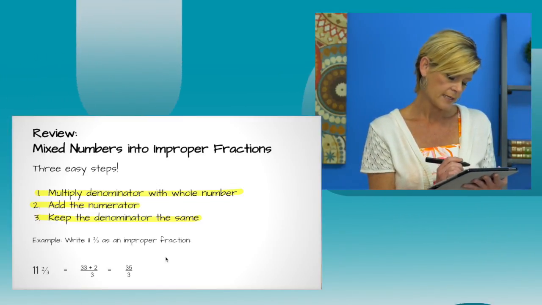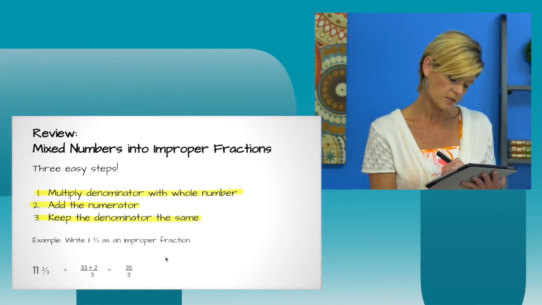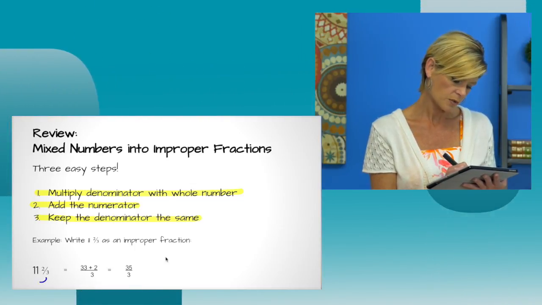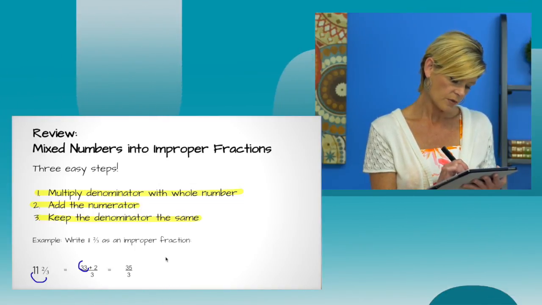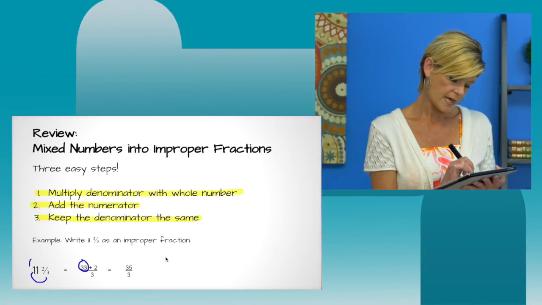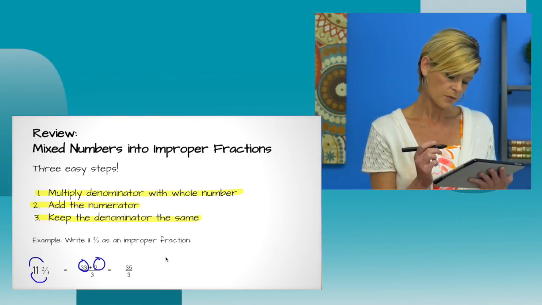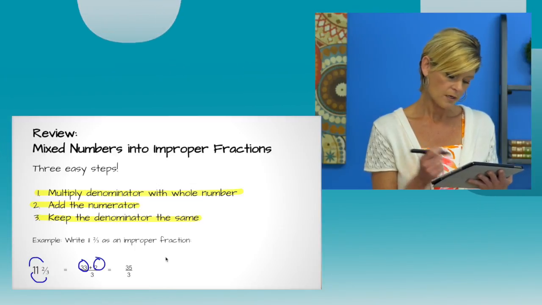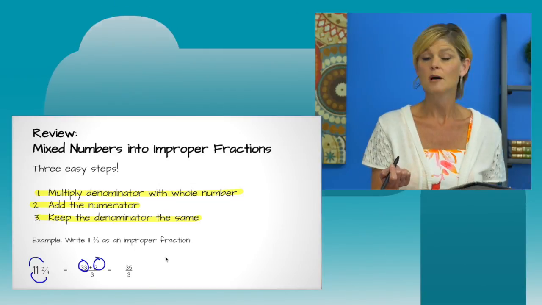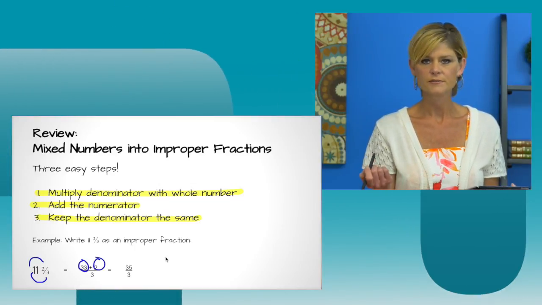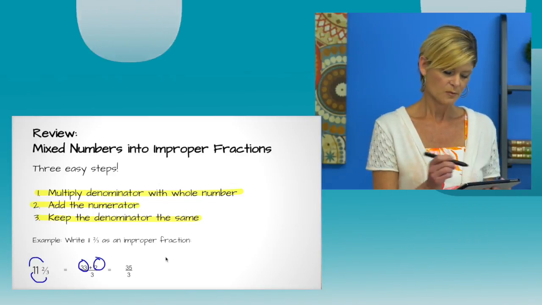So if I'm looking at 11 and 2/3, my first step is to multiply the denominator with the whole number. 3 times 11, and I get 33. Then I add the numerator, 2. So now I have 33 plus 2 over 3, which gives me 35 over 3. Leave the denominator the same, and you're good to go. You have now turned a mixed number into an improper fraction. Pretty easy.